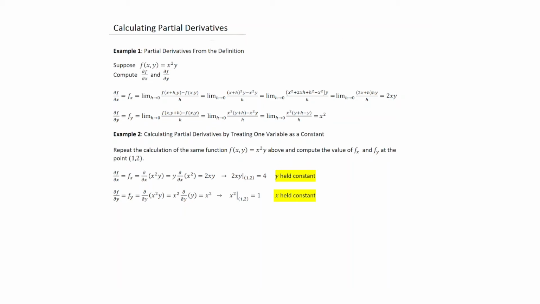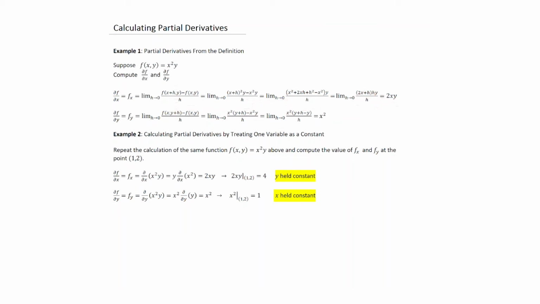So if we do df/dx, then we would hold y constant. And so in this case, y just is something. And this becomes f(x plus h), and this becomes f(x). The difference between those divided by h. Make the substitution of x plus h into here, and y. Do this computation. And finally, you end up with the limit of h approaching 0 of this expression. But the h's cancel out, and you're left with 2xy.